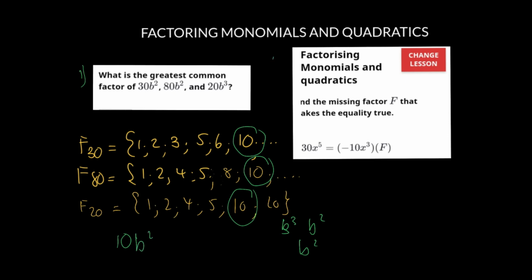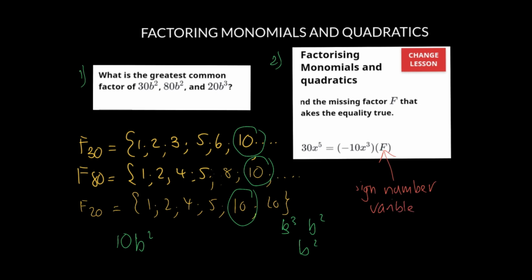With your second question over here, where we have to work out the missing factor, we are asking ourselves, what do we need to multiply negative 10x to the power of 3 by in order to get 30? So the factor that we need to consider here, we need to write a sign, we need to have a number, and we need to have a variable.